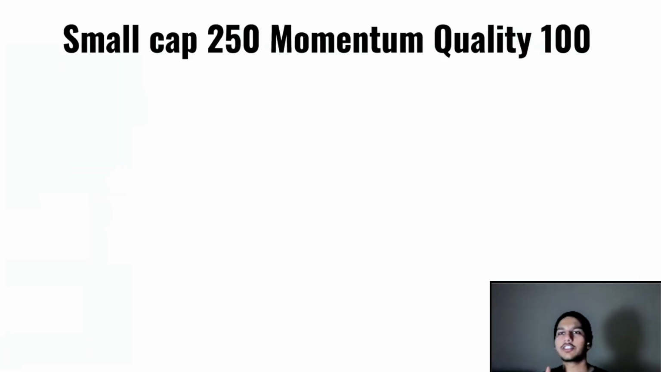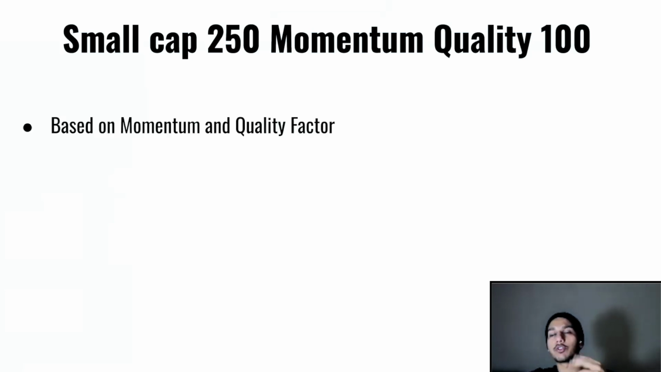The fifth and last index we're going to talk about is Small Cap 250 Momentum Quality 100. Now, this index is based on two factors, momentum and quality. Momentum is entirely price driven. If the stock is running up, it's going to have a high momentum score. And quality is based on factors such as what's the debt on the company, what's the ROC of the company, what's the ROE of the company, and it's based on various quantitative factors rather than just qualitative factors.